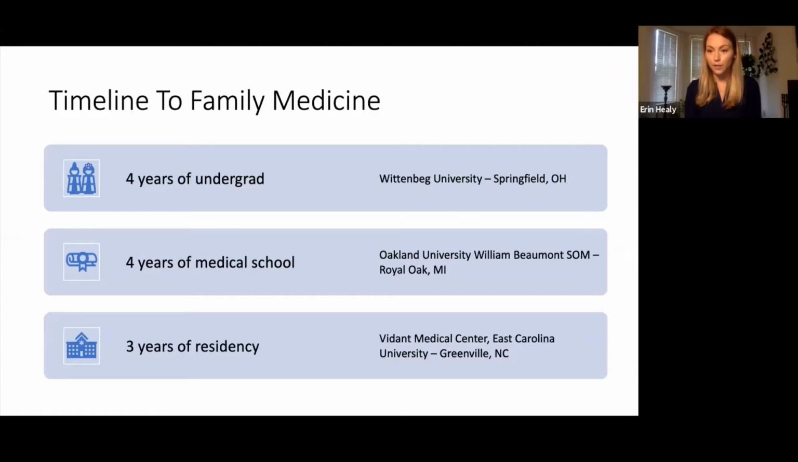So I did my undergraduate training at Wittenberg University in Springfield, Ohio, and then 4 years of medical school in Royal Oak, Michigan at Oakland University, William Beaumont, and now I'm in Greenville, North Carolina at East Carolina University, finishing up my training. Very, very common to have breaks between that 4 and 4 and the 4 and 3 for any number of reasons. A lot of people get their master's, get different life experiences under their belt prior to going into medical school. I did not do that, but it's so common. I'd say majority of people in my medical school class did have some gap between undergrad and medical school.